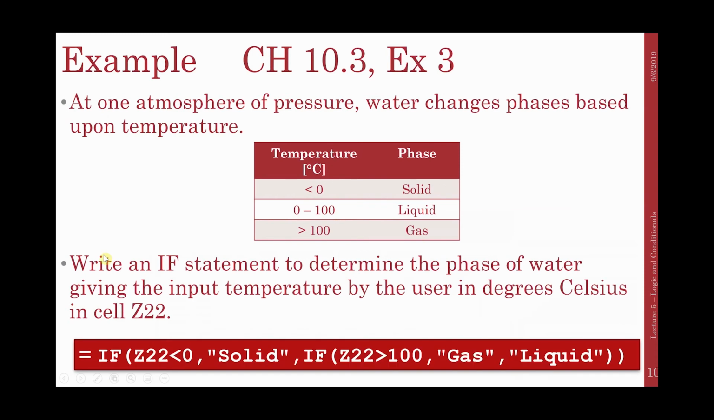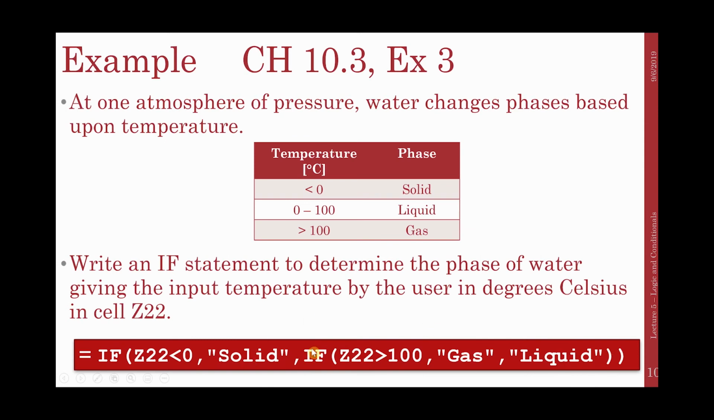So let's unpack this answer. So I wrote if Z22 is less than 0. So if this is true, write the word solid. If it is false, I need to put in another test because I still have to figure out if it's liquid or gas. So that is why this entire statement here is what happens if it's false.